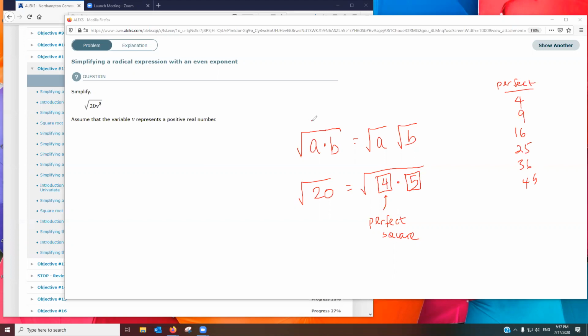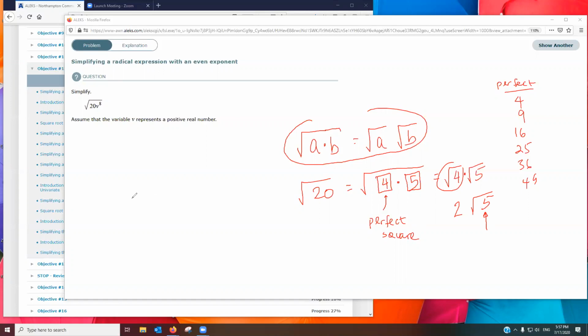Well, now, according to this property, I can break this up to be the square root of 4 times the square root of 5, two separate square roots like this. And of course, the square root of 4 is 2, so I can write this as 2 square root of 5. I know to stop. This is as simple as I can get it because the square root of 5 can't be simplified any further. There's no perfect squares that would evenly divide into 5, so that's the answer for square root of 20.